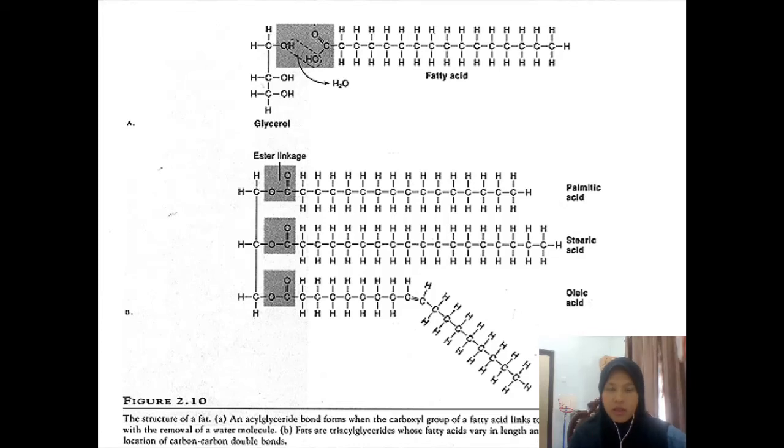Structure dia. Okay, so this is the fatty acid. Jadi fatty acid ni dia punya beza antara fatty acid, palmitic acid, stearic acid, oleic acid, semua ni is just only dekat dalam dia punya chain dia tu. Berapa panjang chain, bentuk dia macam mana. Okay.